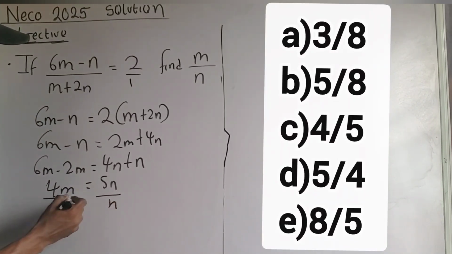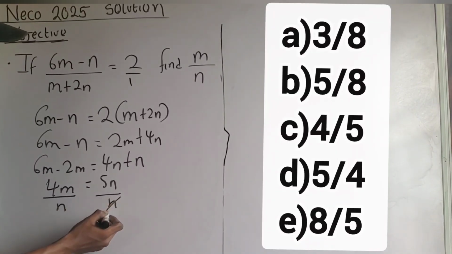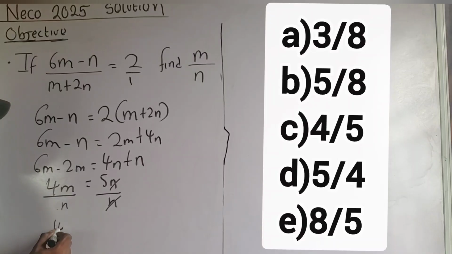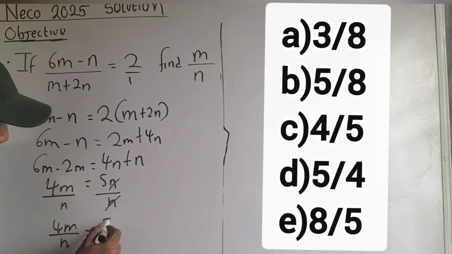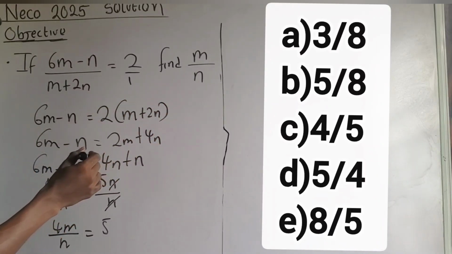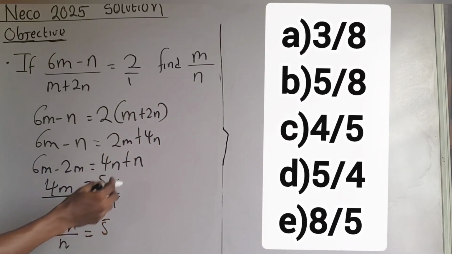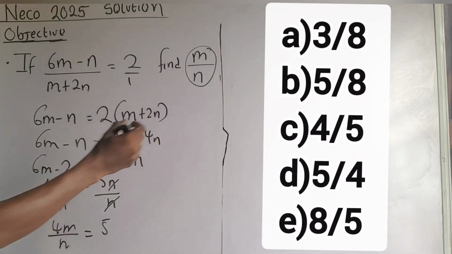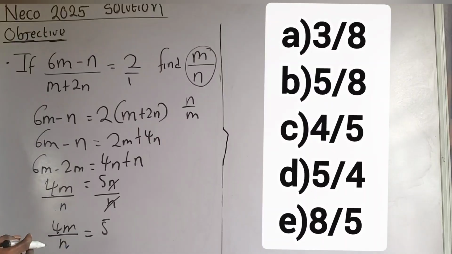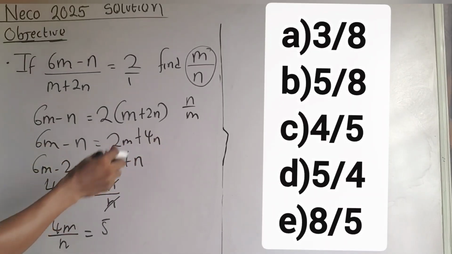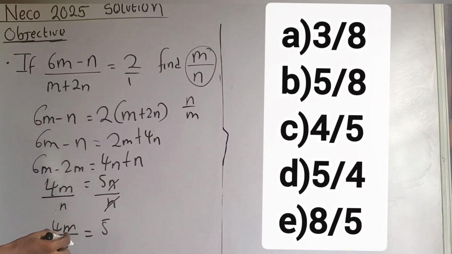This over n and this over n. I'm left with what? I'm going to have 4m all over n equals to 5. Now, don't forget the goal. The goal is to find m over n, right? The reason why I divide by n is because I know what I want. What I want is m over n. Assuming I'm asked to find n over m, I'm going to divide both sides by m. Do you understand? Now, what I'm looking for is m over n. So that's why I divide both sides by n.